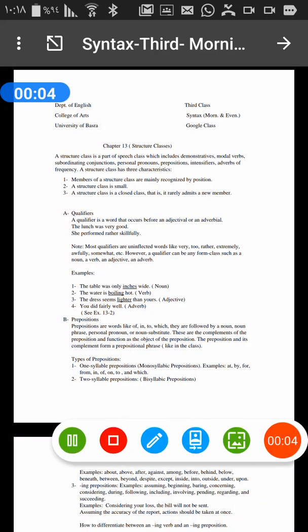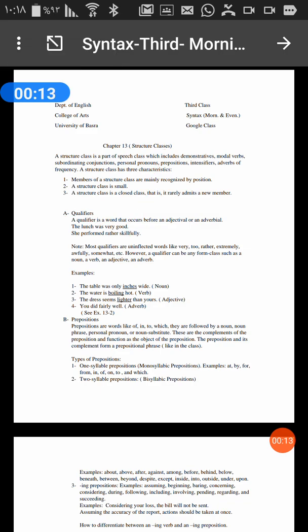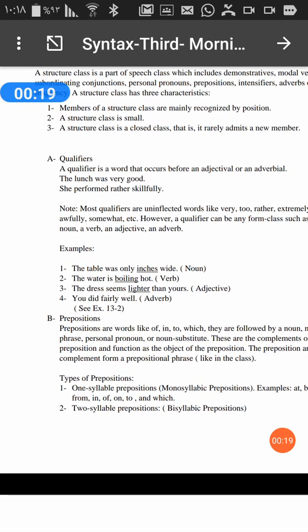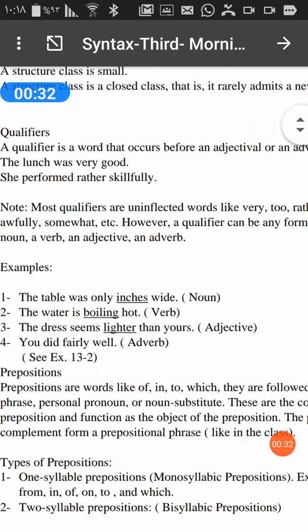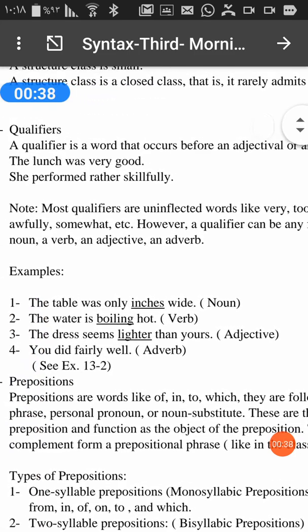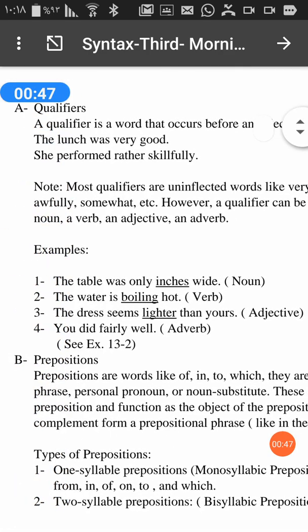Now we are going to talk about qualifiers, ظروف التحديد, which is section A. Section A, qualifiers. A qualifier is a word that occurs before an adjectival or an adverbial. ظرف التحديد is the word that appears, that is used before an adjectival, before an adjective, or an adverb. This is the definition.